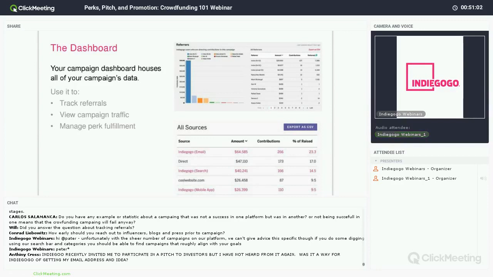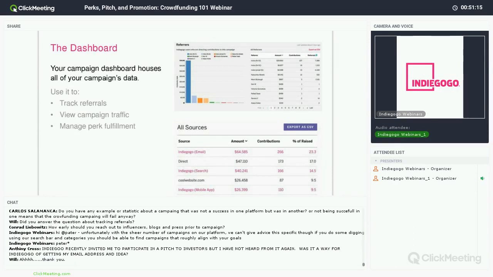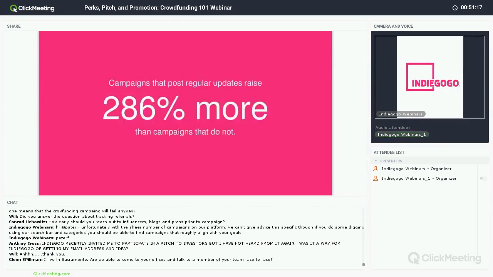And you'll have a whole order management system where you can manage the orders people are putting in and mark certain perks as fulfilled, as unfulfilled. It's very powerful. The dashboard is very powerful.